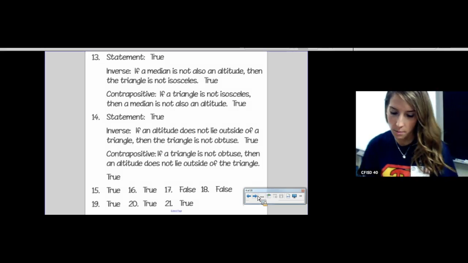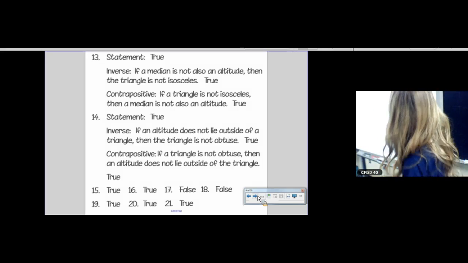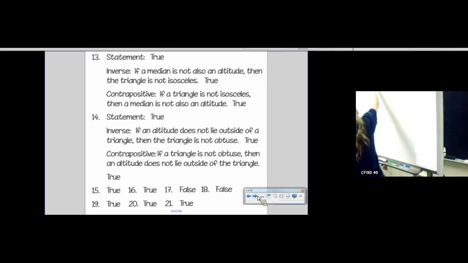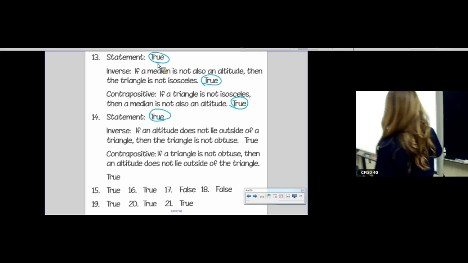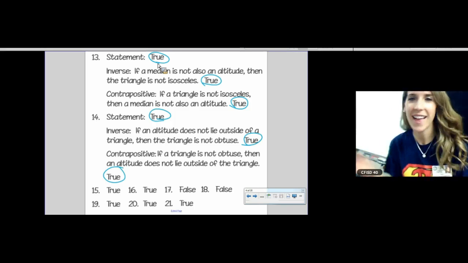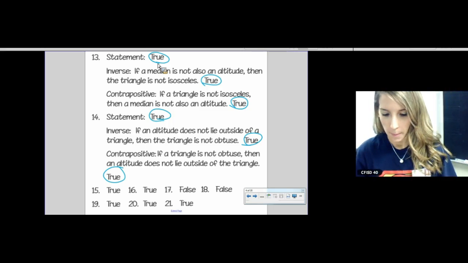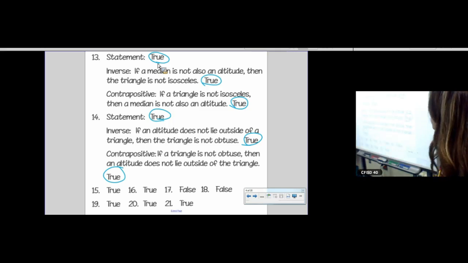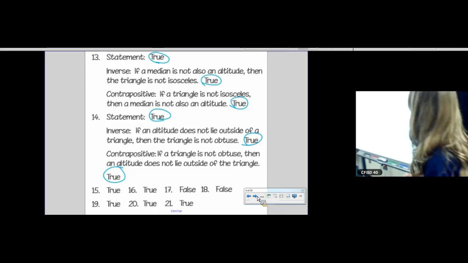Here's the answers to the back with all of those sentences written out. Remember, we care about the truth value of these, making sure you know how to determine it. And believe it or not, what did you find? They were all true. All right, go ahead and pause the screen if you need to look at it longer.